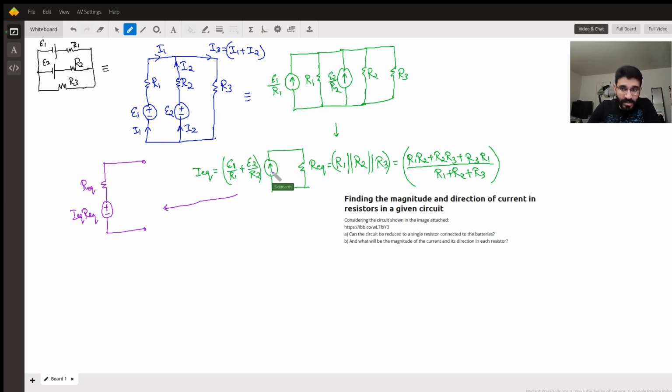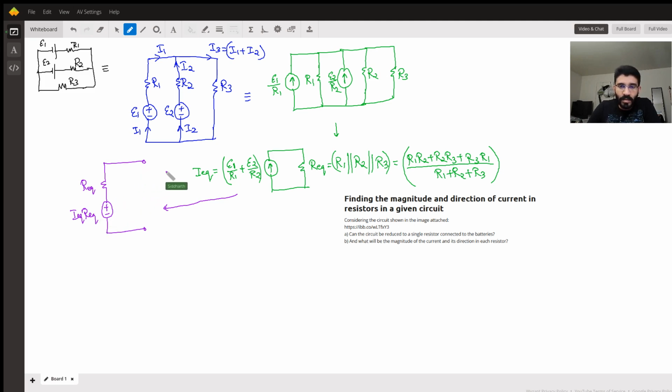Now this looks like a Norton equivalent circuit, isn't it? I can convert this into a Thevenin equivalent circuit back here. Okay, so when I do that, this is the final circuit that I get, and we have hence solved the first part of the problem, where we have reduced this into a single resistor R equivalent of this value, and a single battery of value I equivalent R equivalent, as you can see here.